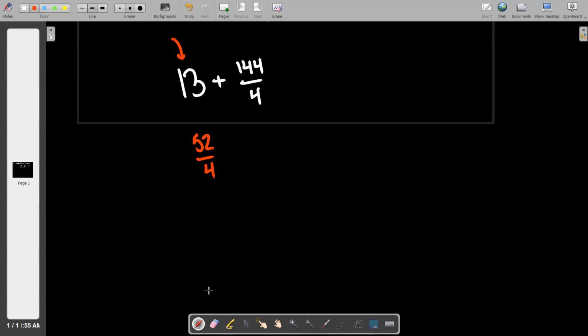I cut out the middle step where I made it 13/1. And then I can now just add it with the other guy. And 52 fourths plus 144 fourths makes 196 fourths. Everybody comfortable with that?